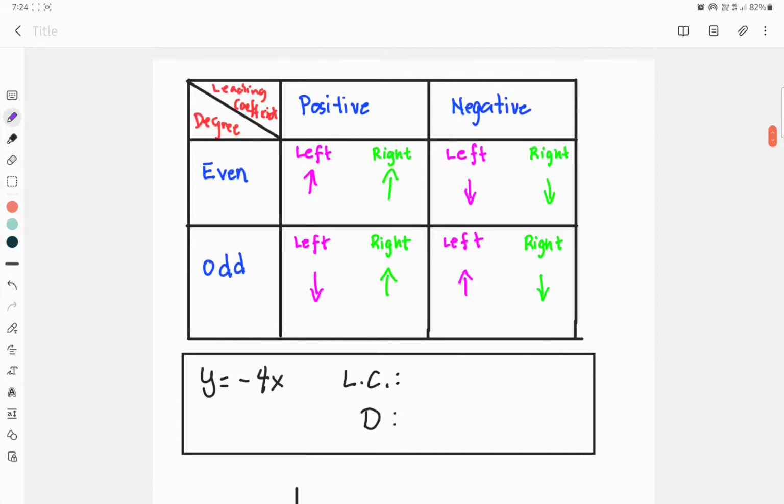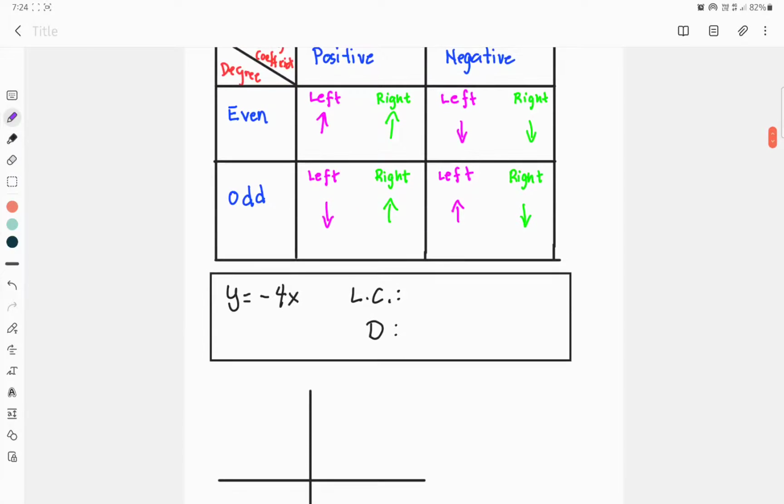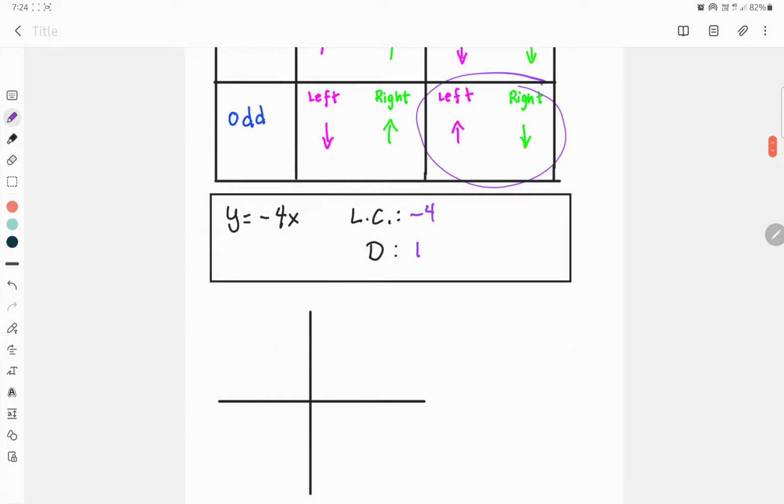Now, I have here this one. Once again, it's a linear function: y is equal to negative 4x. Identifying the linear equation, the leading coefficient is negative 4 and the degree is 1. So we're going negative and then odd. This is what we want to see in the behavior. As you can see, it would intersect the origin. So this is going up on the left side and going down in the value of y on the right side.